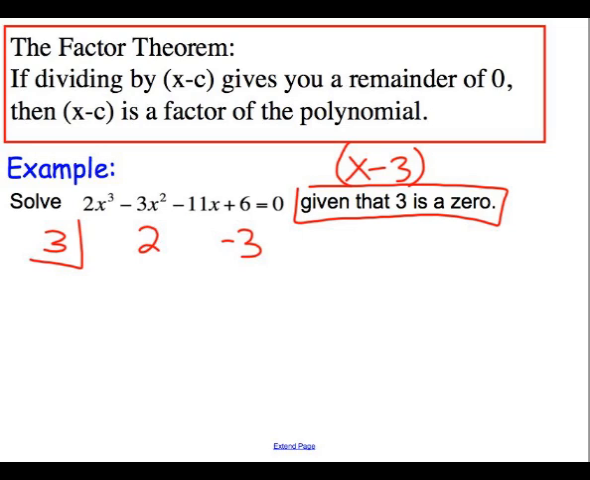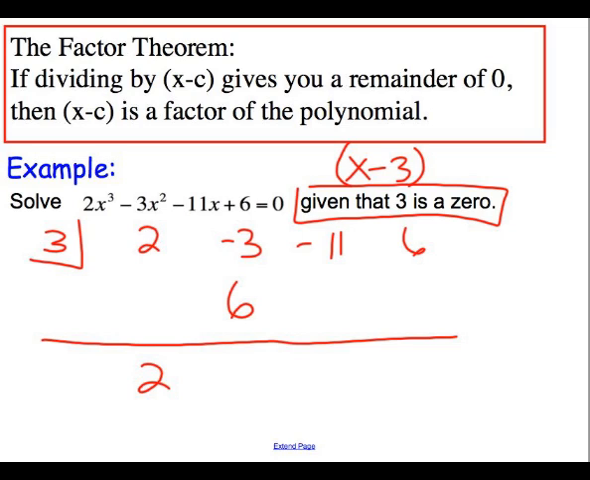Since it's so easy, I'm going to synthetically divide out my polynomial. So remember, we drop the 2. We do 3 times 2 is 6. Add the result. We get positive 3. Again, we multiply. 3 times 3, we get 9. Add the result. We get negative 2. One last time, 3 times negative 2, we get negative 6. We end up with a remainder of 0, just like we talked about.